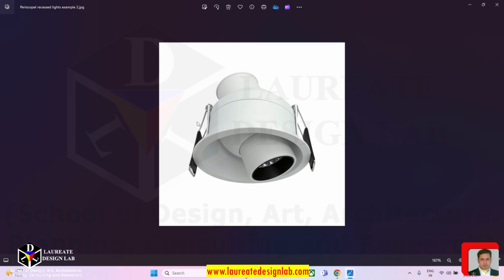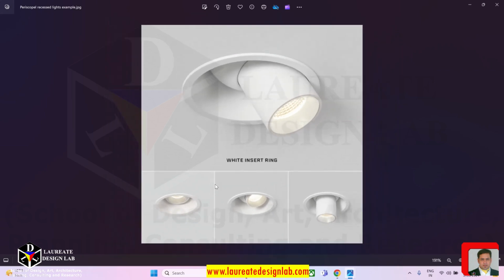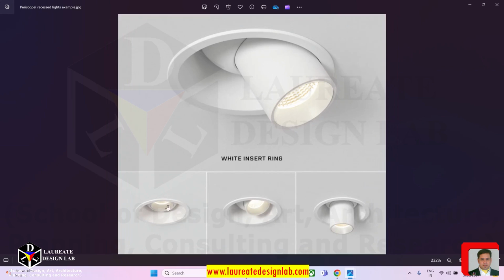It has an outer shell, and at the same time it has its own internal structure. It can rotate inside only. This is periscope. You can see it. One periscope is recessed inside. This one is almost coming to the surface, coming out of the ceiling surface. So you can get a variety of periscope recessed lights.